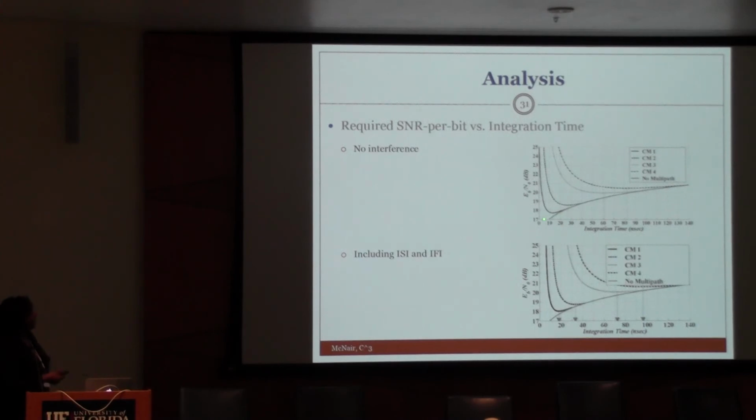So here we see an improvement between no interference and having ISI and IFI; you can have a significant difference in your bit energy per noise density. The CM1 to CM4 are those IEEE standards for different equipment and different channel models.